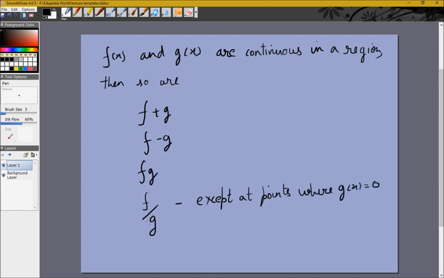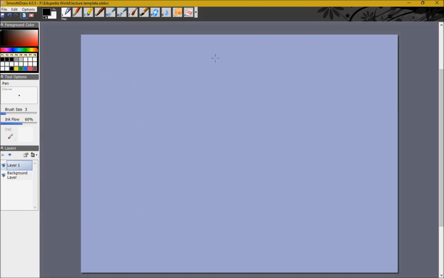Because at those points f by g will not be defined. Everywhere else f by g will be continuous, and the first three will be continuous everywhere in that region if f(x) and g(x) are continuous in that region, right? So from that we can actually deduce the continuity of many other functions.